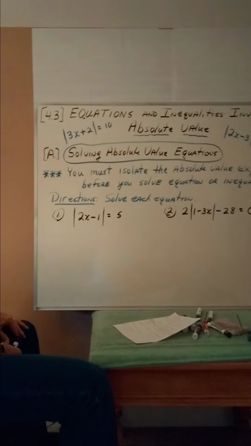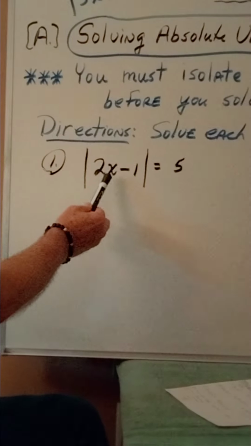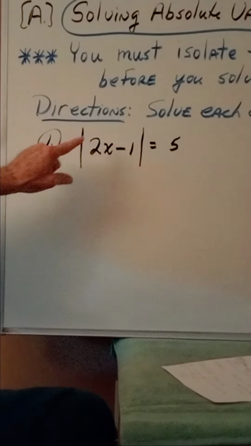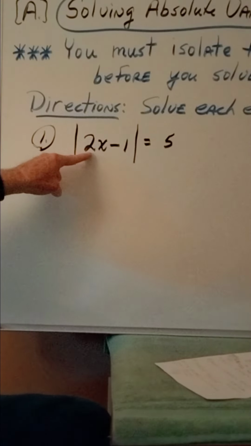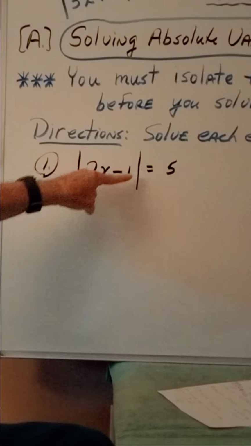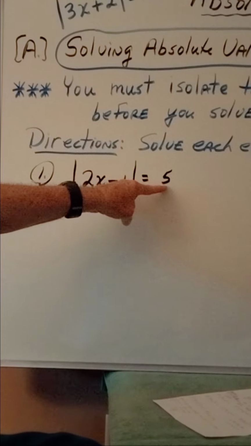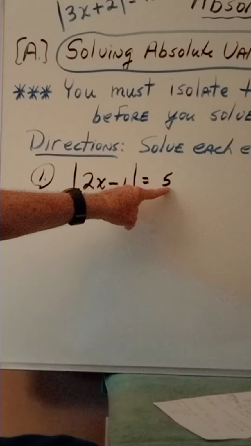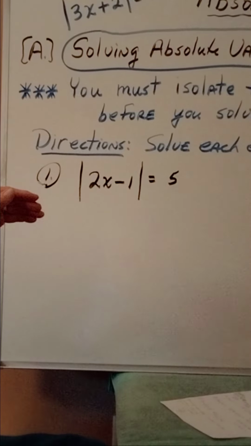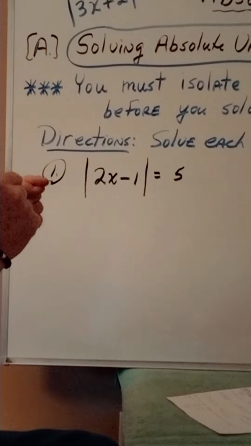So, let's start with number 1. The absolute value of 2x minus 1 is equal to 5. You see that 2x minus 1, folks? That's that U. That's that letter U. And that 5, that is your C, and it's positive.